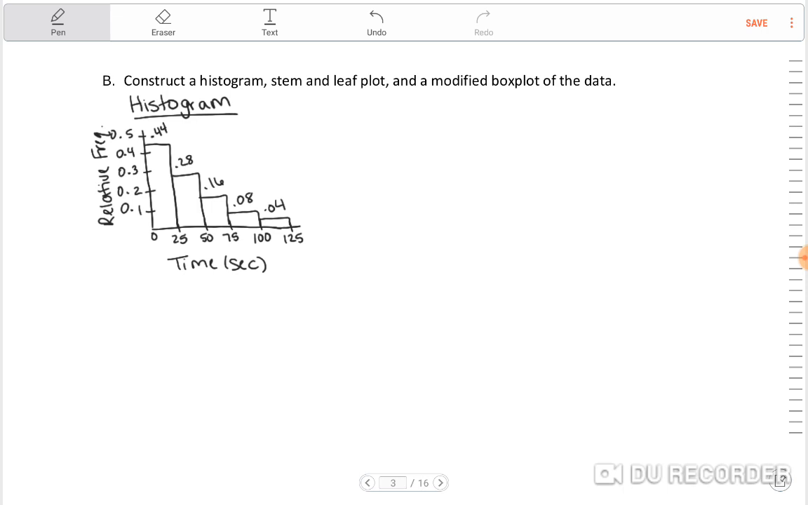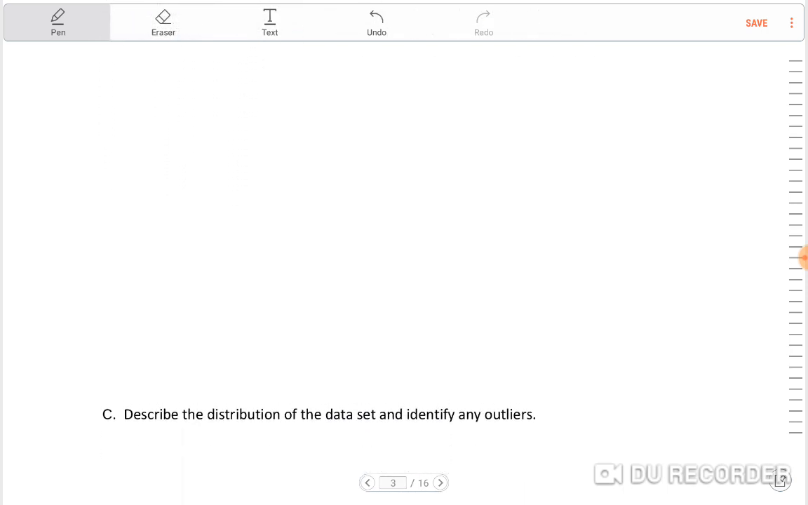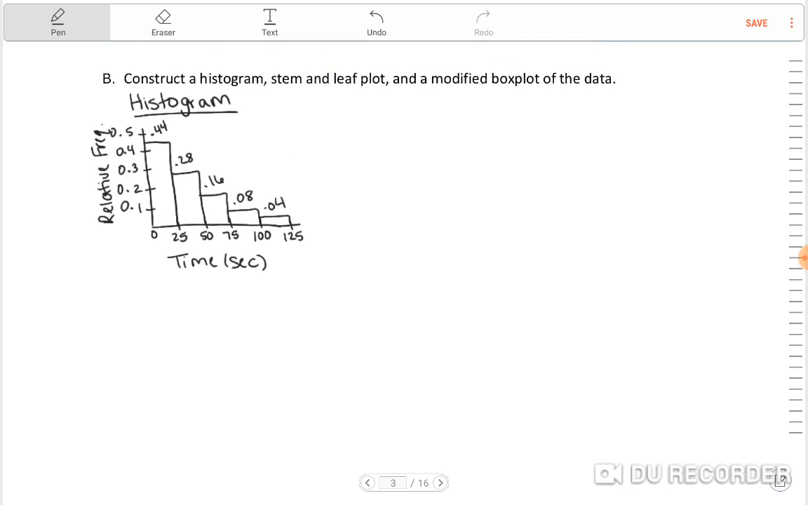Oh, hold on. Describe the distribution of the data set and identify any outliers. Let me pause there because that's on the next question. Okay, so let me just draw the histogram and then move on with our next one.